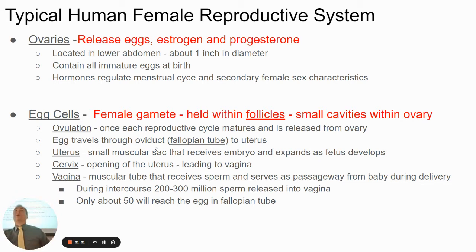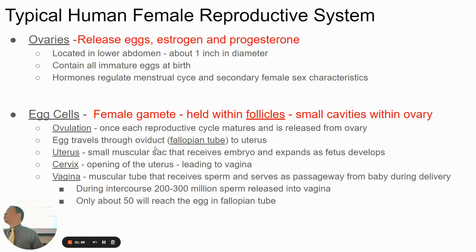The opening of the uterus is called the cervix. If you have heard about childbirth in movies or from relatives, the cervix, when they talk about dilation, is what opens to allow the fetus to be born. The cervix opens to the vagina. Again, a sort of muscular tube that receives sperm during intercourse. Also, it's the birth canal where in a vaginal birth, the baby, the fetus, will be born.